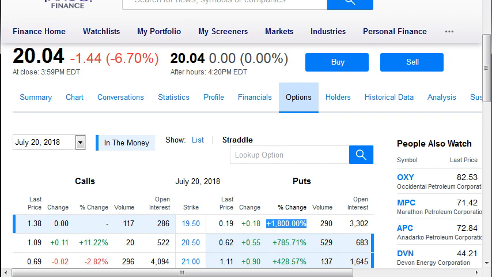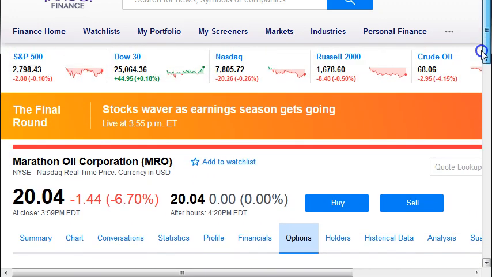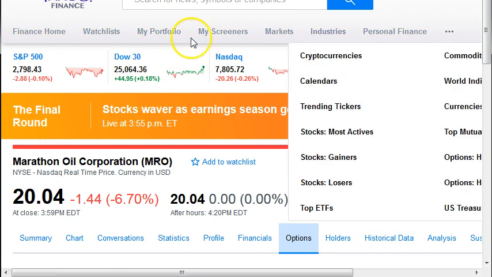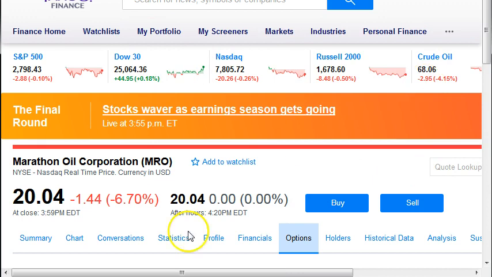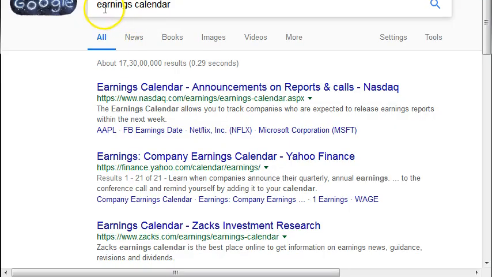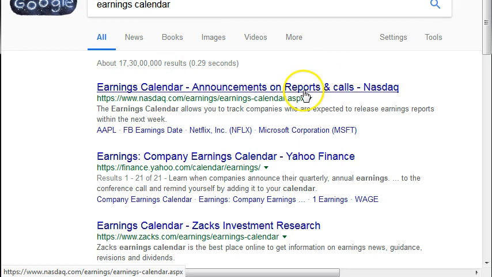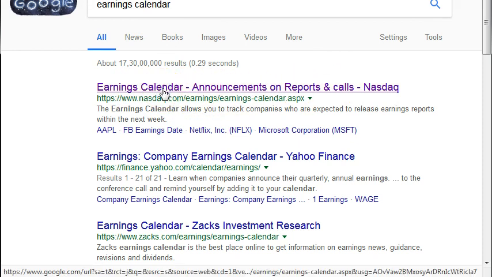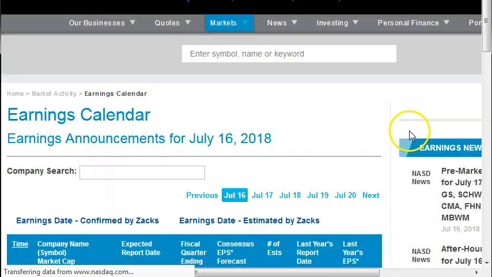So we want to know ahead of time, a little bit ahead of time if we can, figure out these things. One good area where we can look is something called an earnings calendar, which you can find by Google. The best place is to Google for earnings calendar. When you Google earnings calendar, one of the results is coming from NASDAQ. This is a good website. So let's look at the NASDAQ earnings calendar.